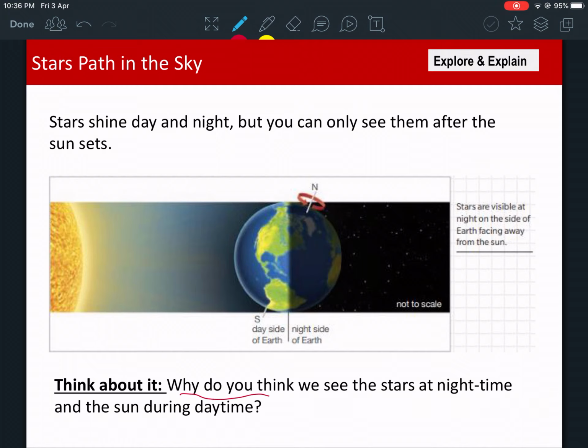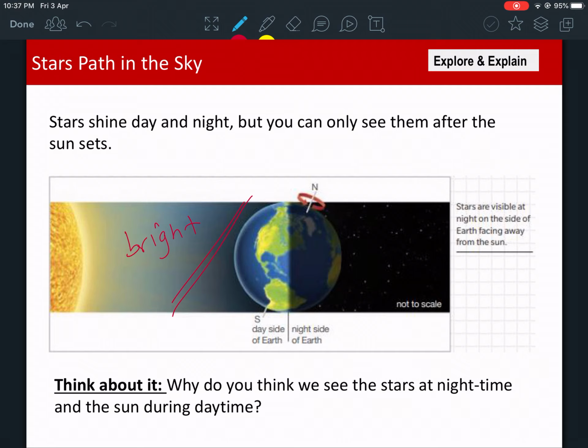Why do you think we see stars at nighttime and the sun during the daytime? Why don't we see stars during the day? Do they actually disappear? Are there no stars here? How come we see the stars during the night and not during the day? It's basically because the sun is closer to us, so its light is bright, and this conceals our vision of the stars.